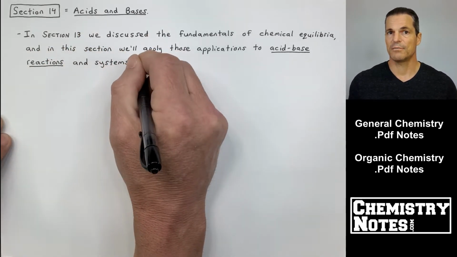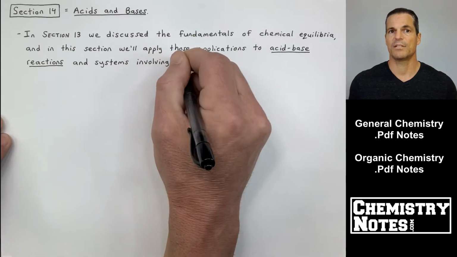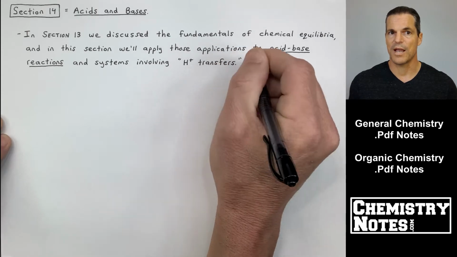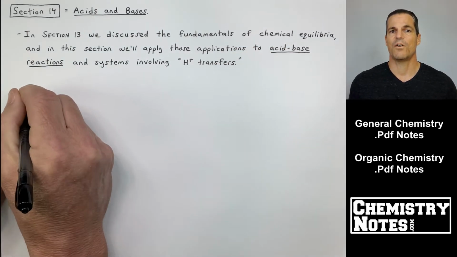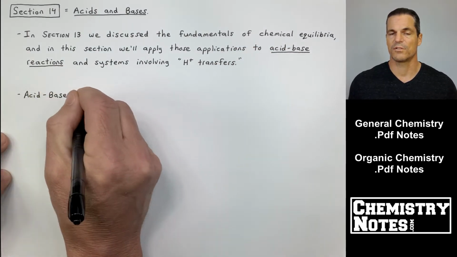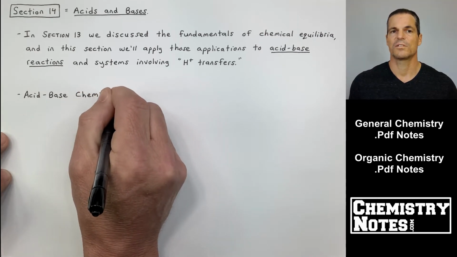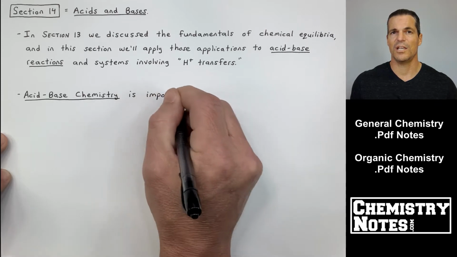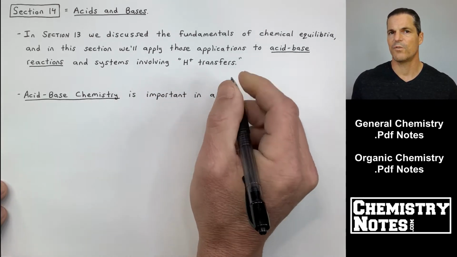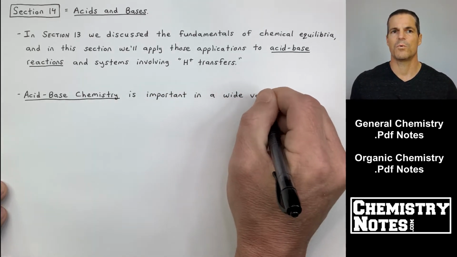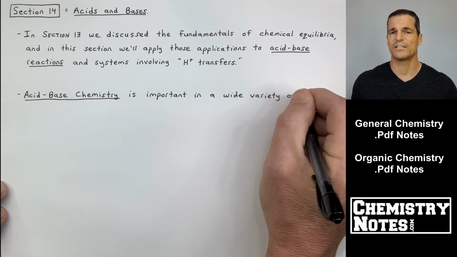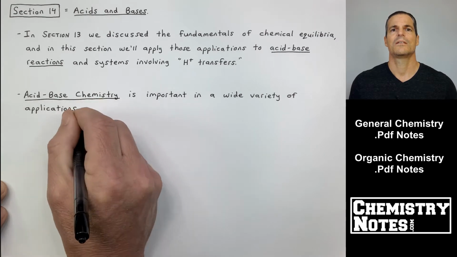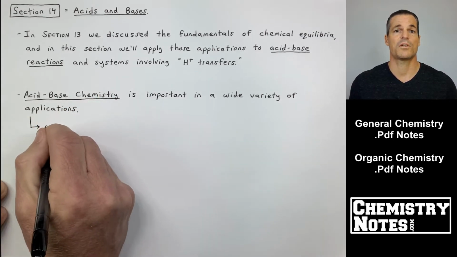And in this section, section 14, acids and bases, we're going to apply those fundamentals to acid-base reactions and systems involving H plus transfers, or proton transfers. We're going to utilize the stuff we learned in section 13 a little bit later in section 14. Today's video is more or less just an overview of acid-base chemistry and different types of acids and bases. So let's go ahead and get started here with our second bullet point.